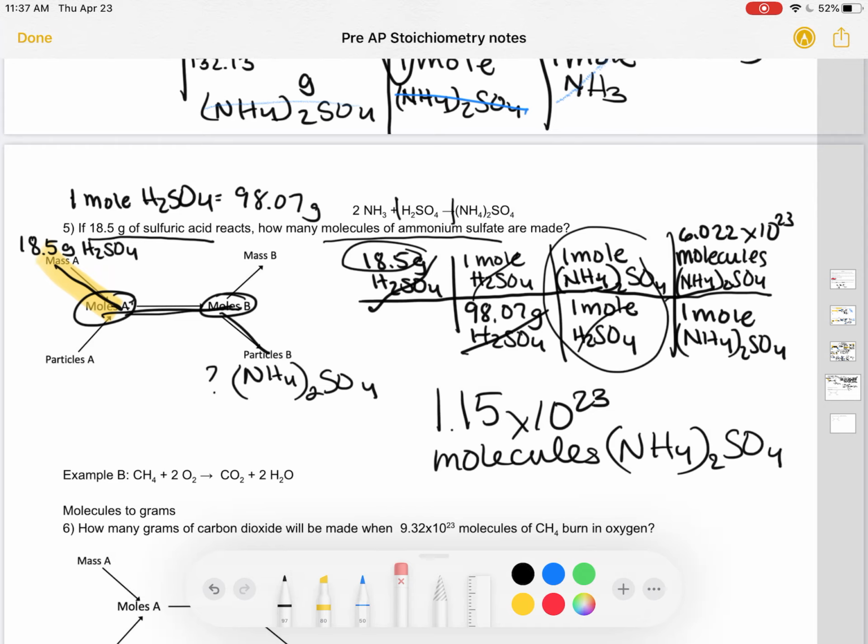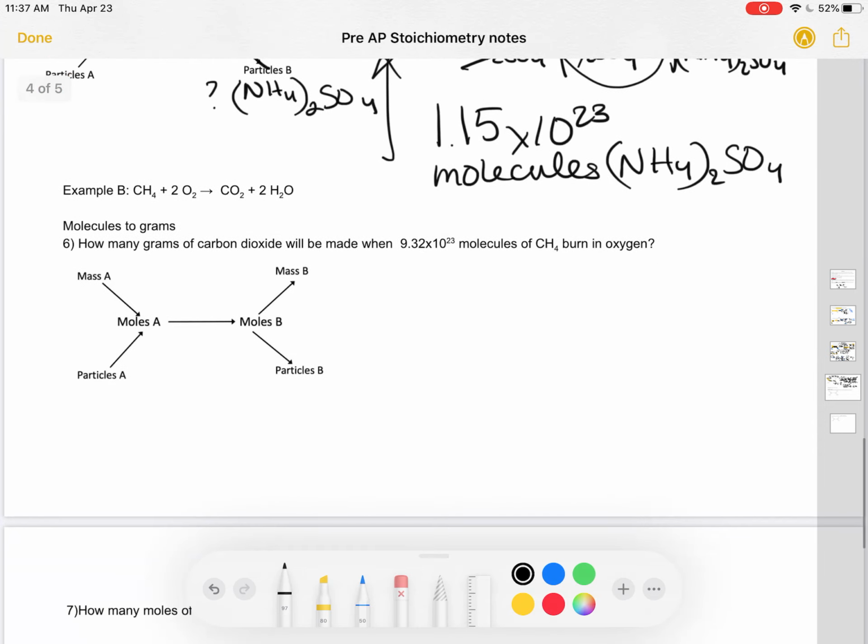Hopefully this is starting to make some sense. So basically you can go anywhere and you can stop at any point. So not every problem has 4 panels like this problem here does, especially if it's just like a mole to mole.